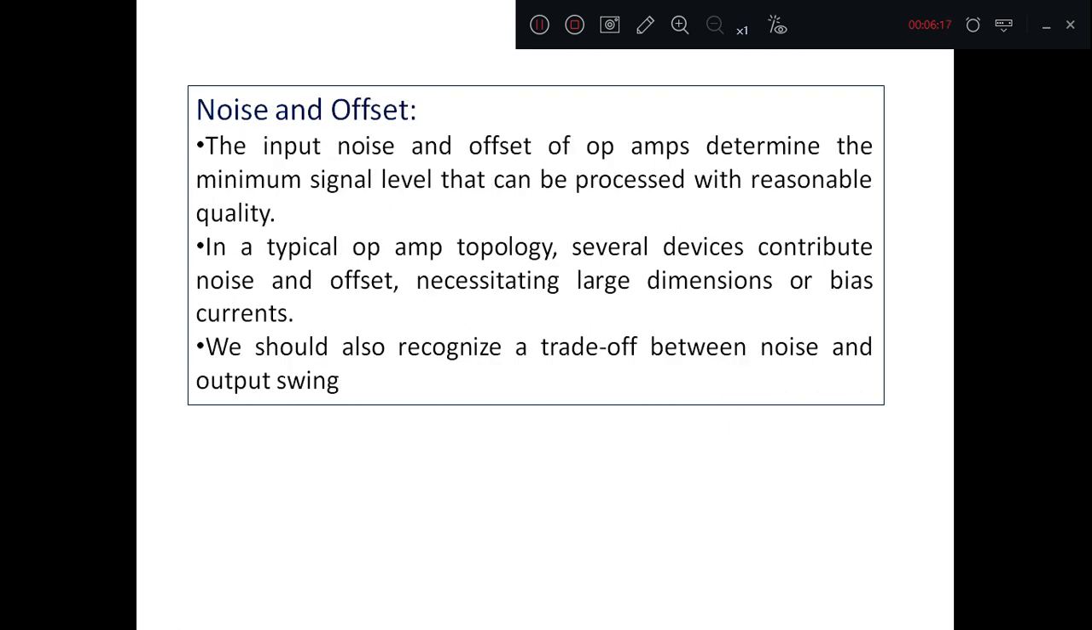Noise and offset. The input noise and the offset of the op-amps determine the minimum signal level that can be processed with a reasonable quality. In a typical op-amp topology, several devices contribute noise and offset, necessitating large dimensions or bias currents. We should also recognize a trade-off between noise and the output swing.